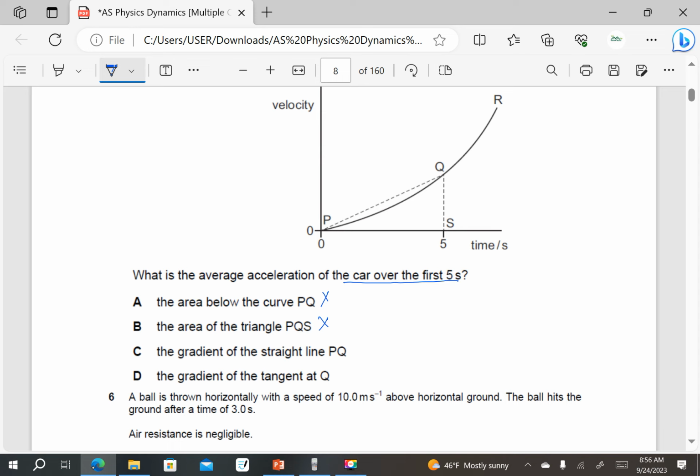So the answer is going to be C rather than D. If we wanted the acceleration at t equals 5 seconds, then we would draw a tangent. But since we want the average acceleration over the first 5 seconds, we take the gradient between P and Q, which is C.